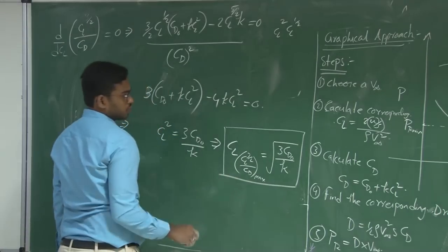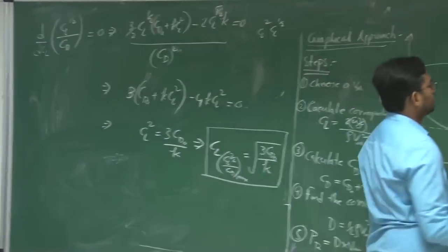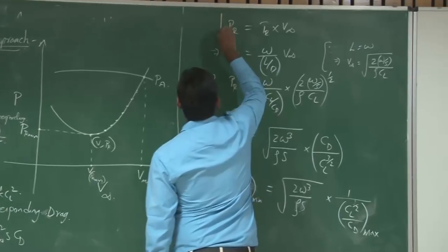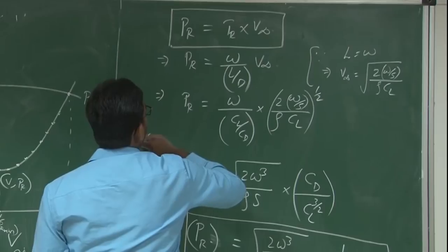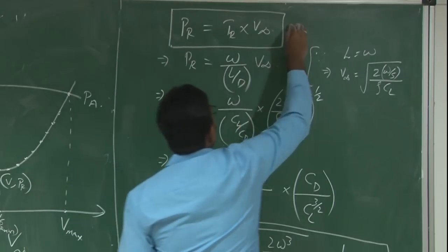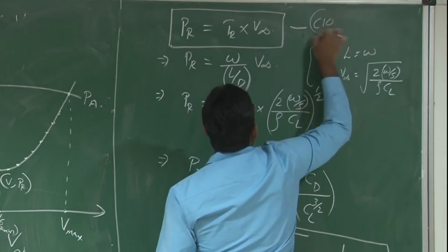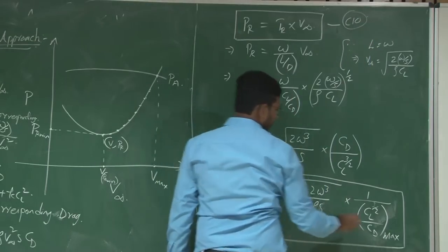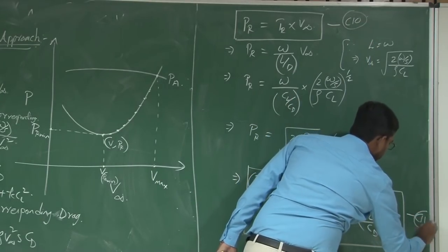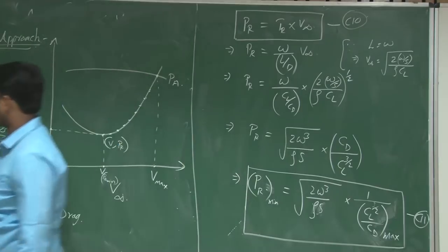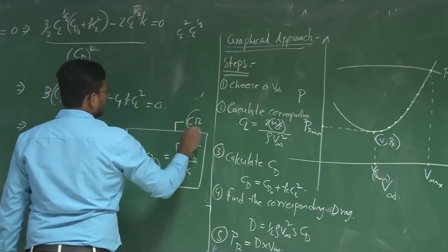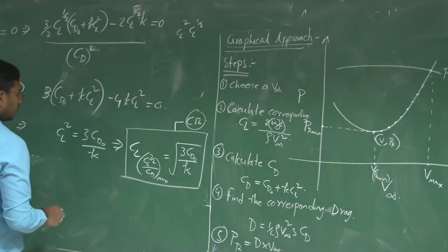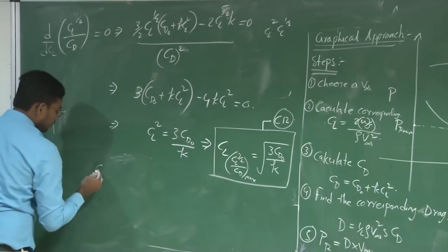This is your, which equation is C10? This is C10. This is C11. Consider this as C12. Right. What will be the corresponding CD?